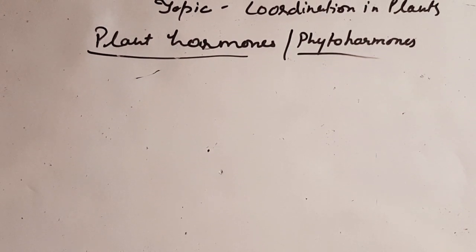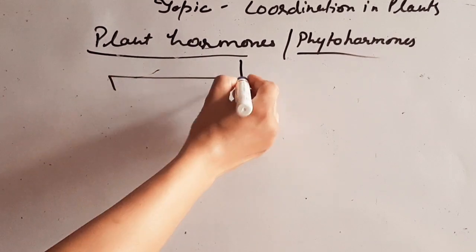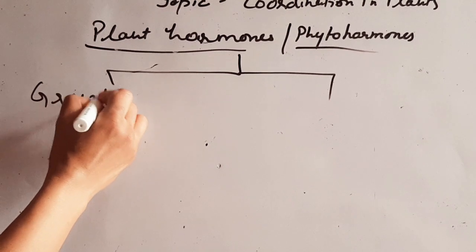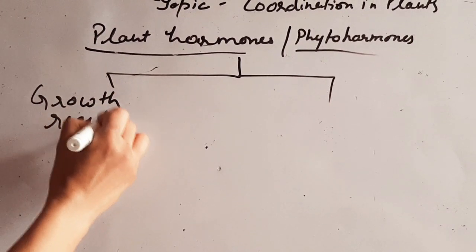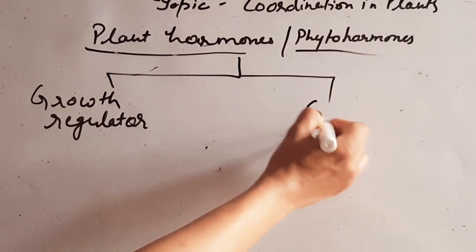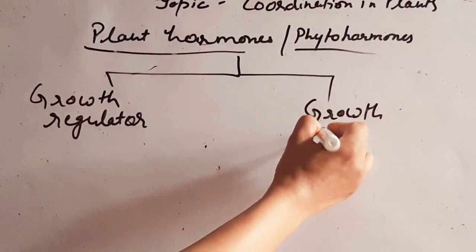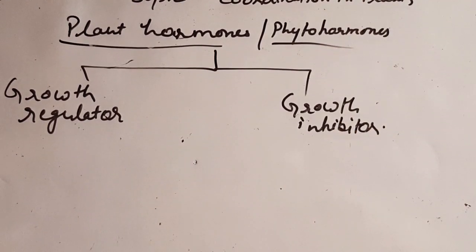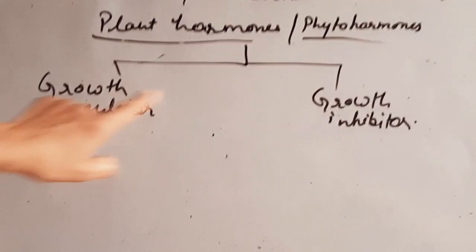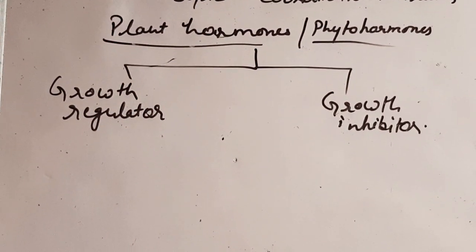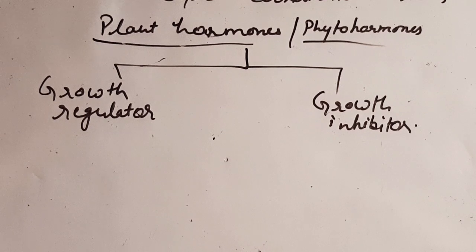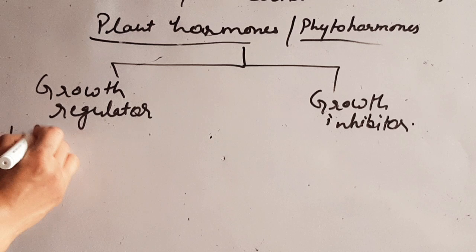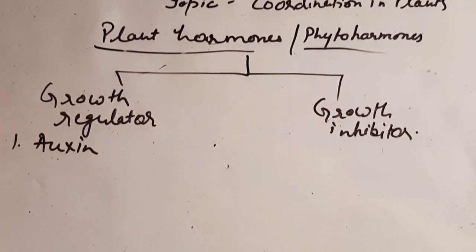So there is a category of plant hormones. We have divided plant hormones into two parts: growth regulator and growth inhibitor, because we see sometimes there is a need to stop the growth in the plant. So there are two categories of plant hormones: growth regulator and growth inhibitor. Let's talk about growth regulator first. The first hormone under this is auxin.